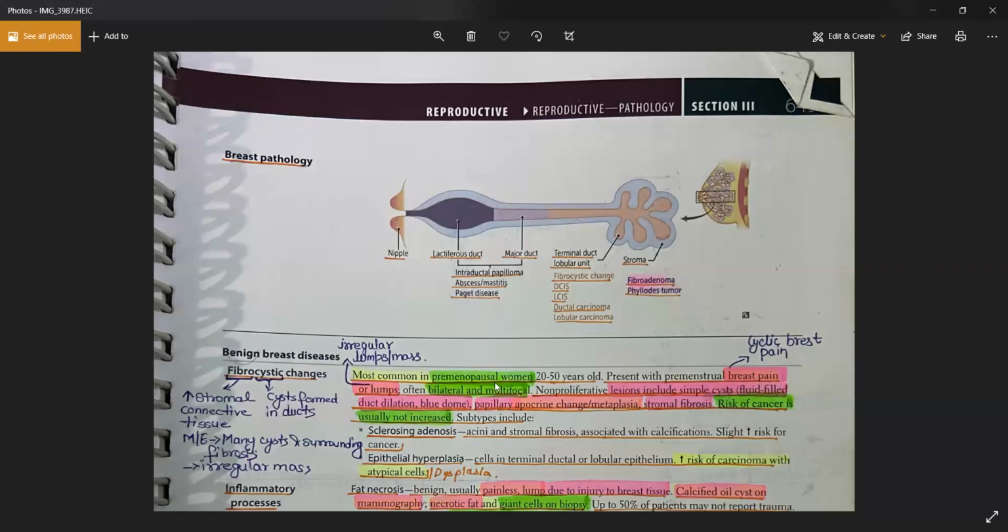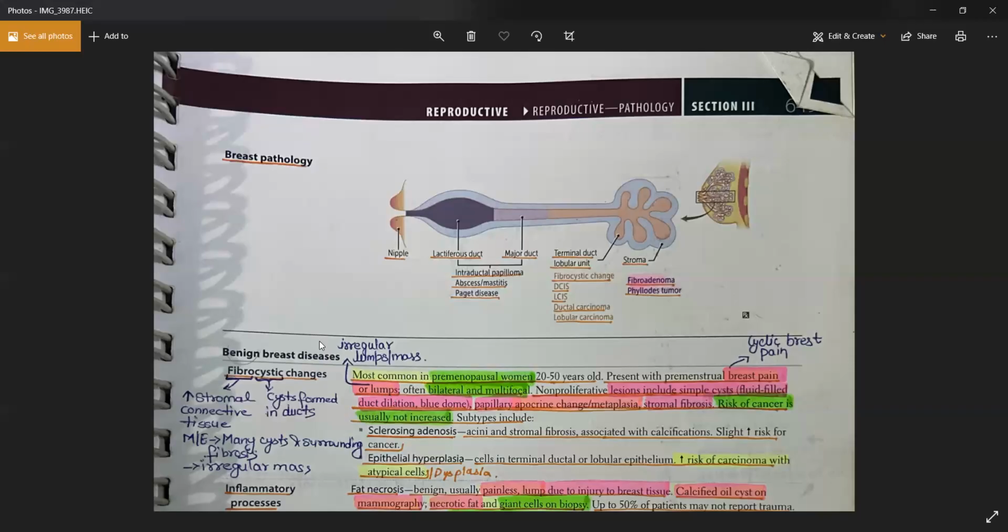You will have multiple cyst formation from these TDLU. These lobules will convert into cysts. At multiple locations you will have cyst formation that will cause cyclic breast pain as well as breast masses at multiple locations. Irregular breast lumps will be there.